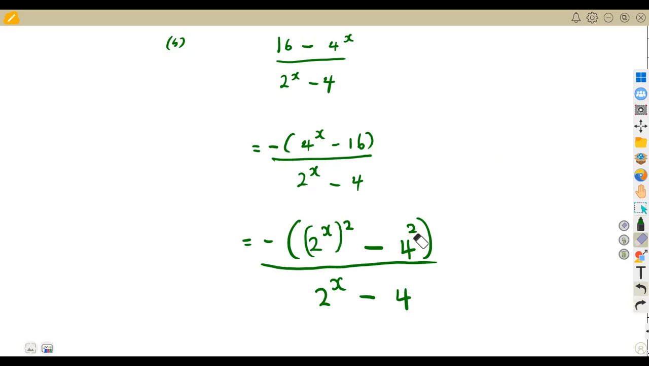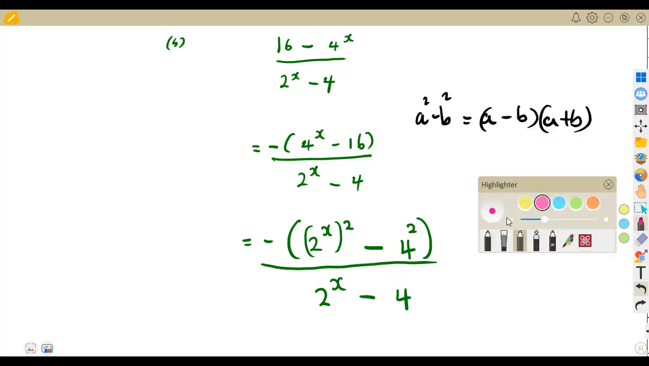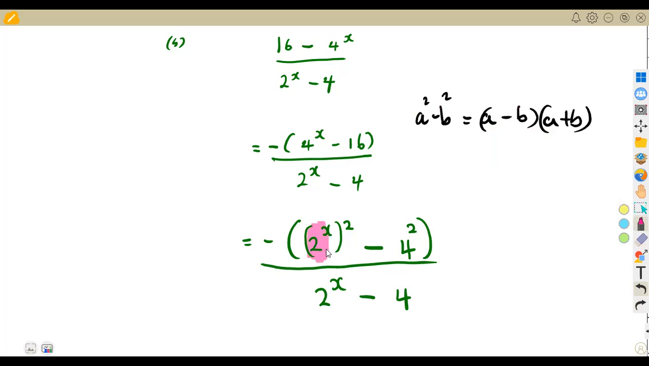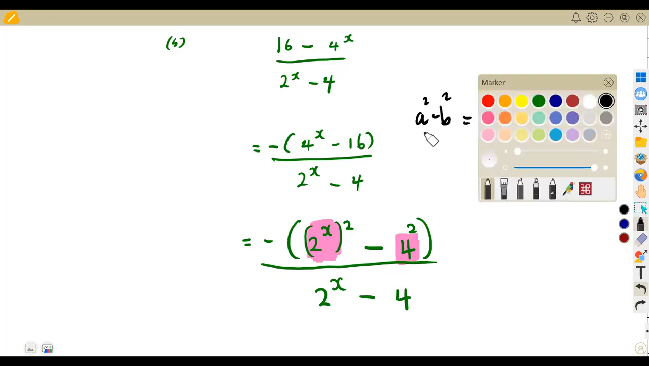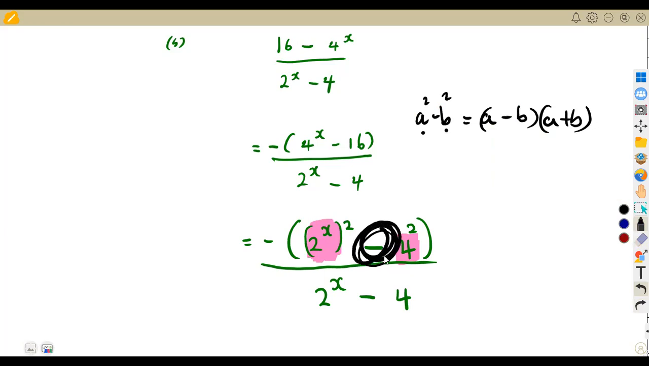Now, we have our difference of 2 squares. Remember our format, a squared minus b squared. I said it gives us a minus b into a plus b. So that's what we have exactly here for the terms that are being raised to the exponent of 2. We've got 2 to the exponent of x being raised to the exponent of 2. We also have this 4 here being raised to the exponent of 2, just like a squared minus b squared, and we are subtracting. So that's a difference of 2 squares.